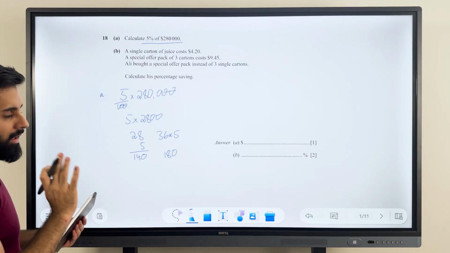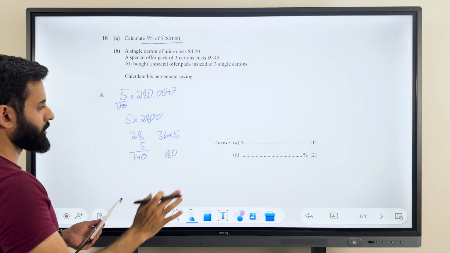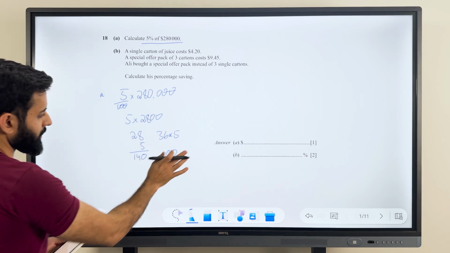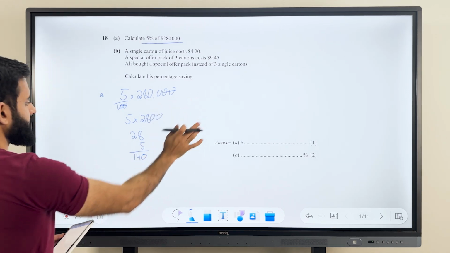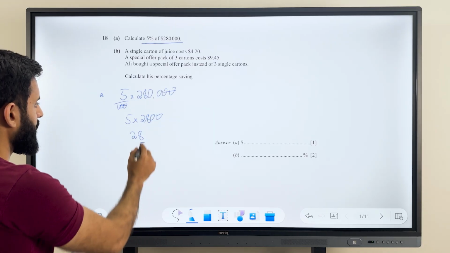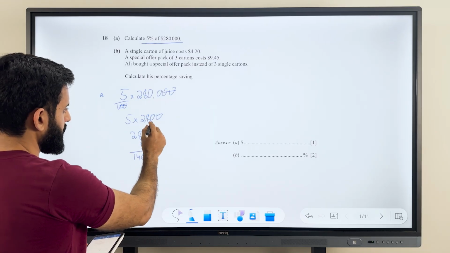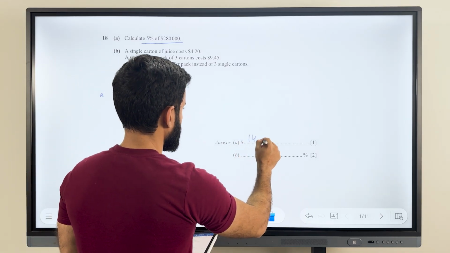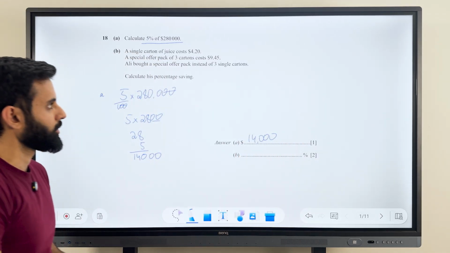These shortcuts are basically the key to saving time in paper 1. But like I said, if you don't know the shortcut, or if you find it overwhelming to memorize so many shortcuts, then just work it out the normal way. You'll probably take 30 seconds extra, which is no big deal. So anyway, 5 times 28 is 140. Don't forget that we have to add the two zeros. So the answer is 14,000. And there you go, no big deal.